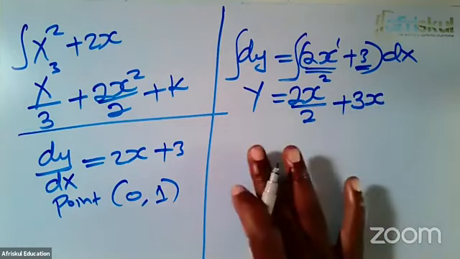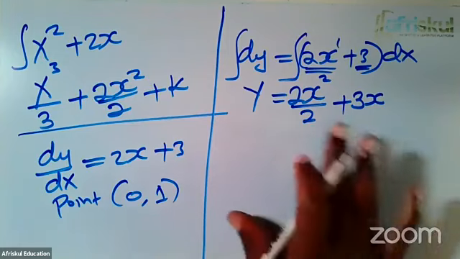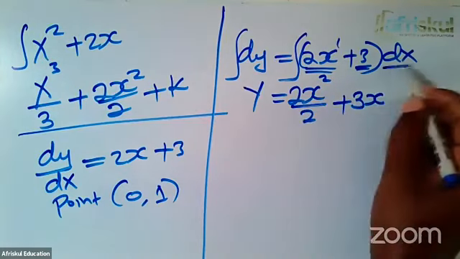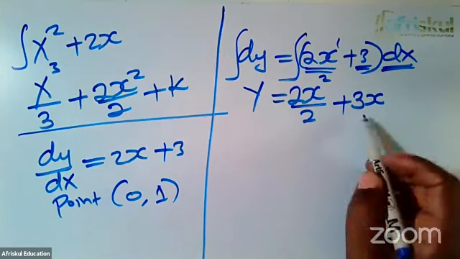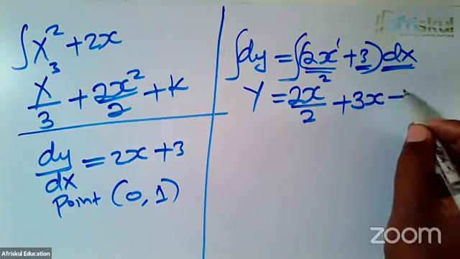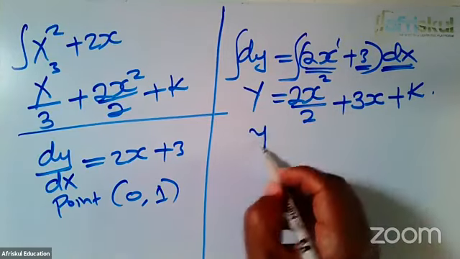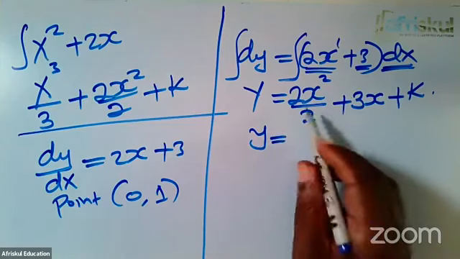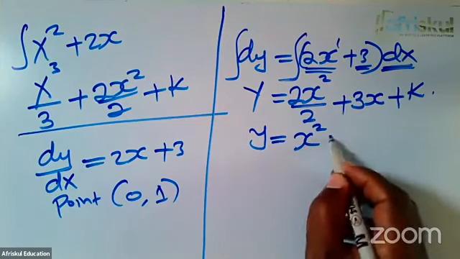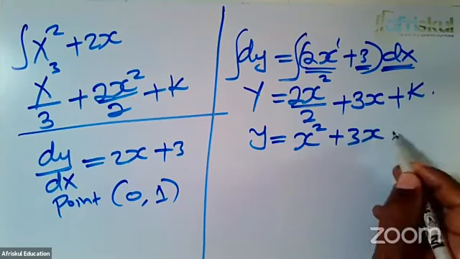You take the variable of integration. Here, we are integrating with respect to x. So the variable is the one that comes and sits there, plus our constant of integration. Always in integration, you must add a constant. So ladies and gentlemen, at the end of the day, what we have here is this 2 and 2 canceling out, giving us x squared plus 3x plus K.